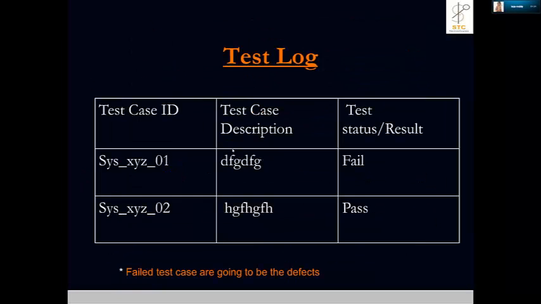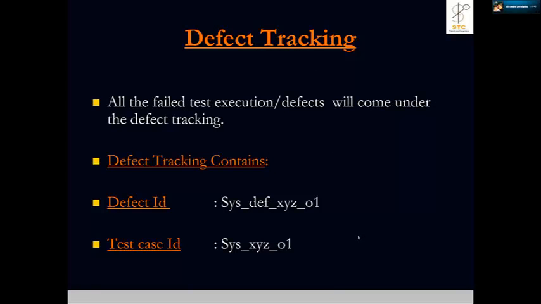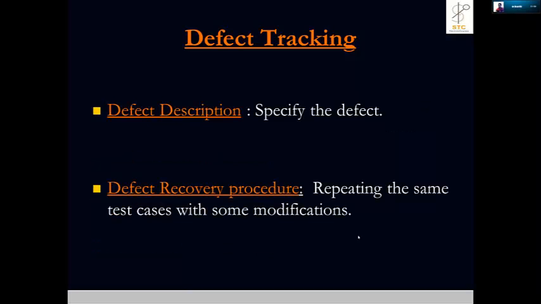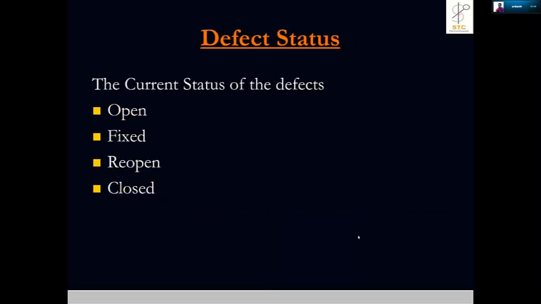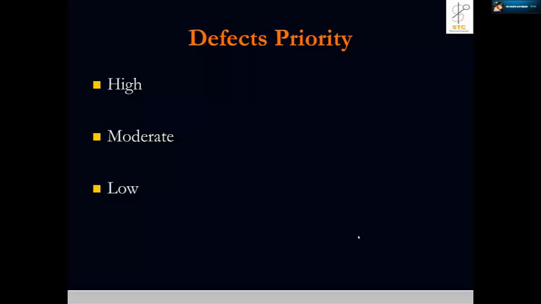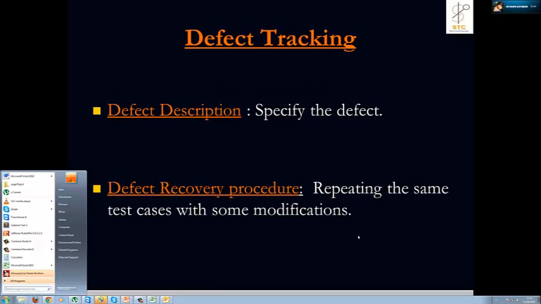So what is the test log? After executing, the first test case is passed, the second one is failed. Noting all those passes and fails is called the test log. Defect tracking: once you raise a bug, you track it until it is solved or cleared, until the problem is solved. For that we need to go through something called the bug life cycle. Then we'll learn about all these things. Okay, we'll see what the bug life cycle is.